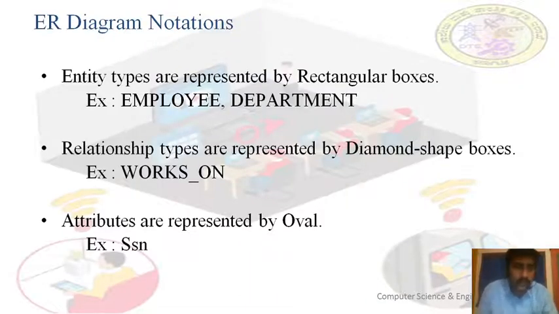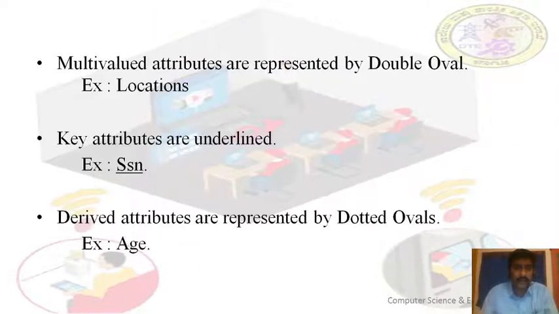What we have discussed here, the notation specified, is that entity types are represented by a rectangular box. For example, employee and department are denoted as a rectangular box. Similarly, relationship types are represented as a diamond-shaped box, for example here works on, works for. These are the relationship types. And attributes are represented by an oval. We have discussed different types of attributes.